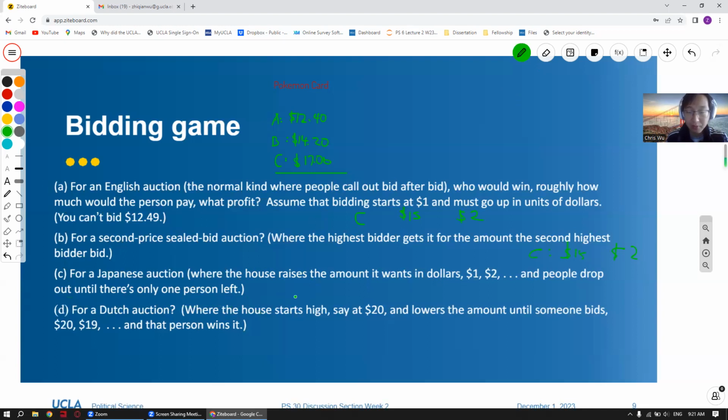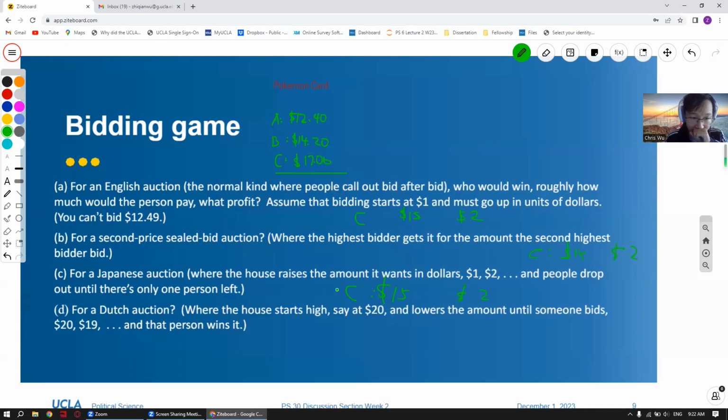So when would A drop out? A will drop out at $13. B will drop out at $15. And then, at $15, C will be the only person left, and that's what he pays. So it's the same thing, $15 and $2 profit.